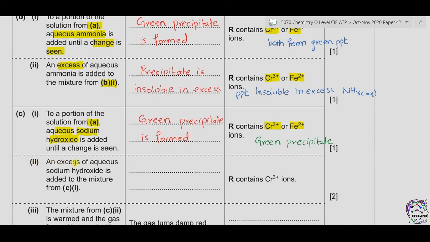Part 2. An excess of aqueous sodium hydroxide is added to the mixture from C part 1, and the conclusion is that R contains chromium +3 ions. Now out of chromium +3 and iron +2, the precipitate formed by iron +2 is insoluble in excess, while the precipitate of chromium +3 is soluble in excess aqueous sodium hydroxide. So from this conclusion we can write that the precipitate dissolves in excess. And as this is of 2 marks, the second point will be that it forms a green solution.